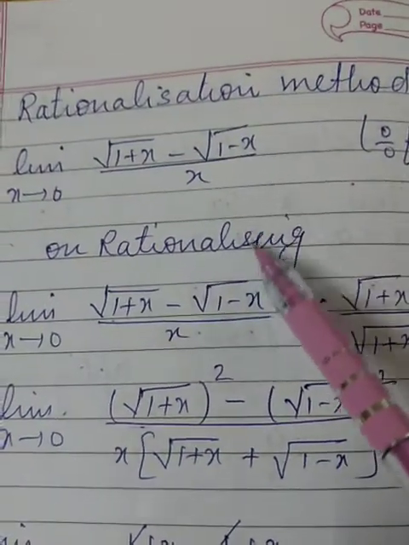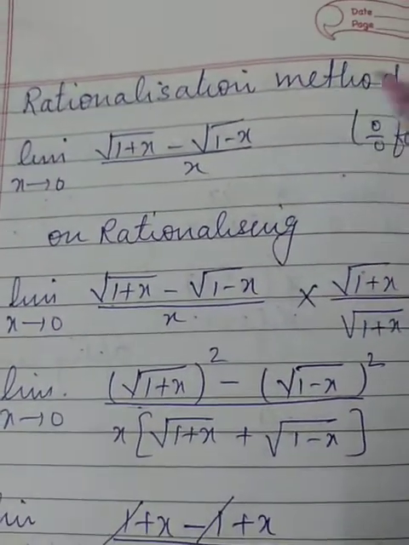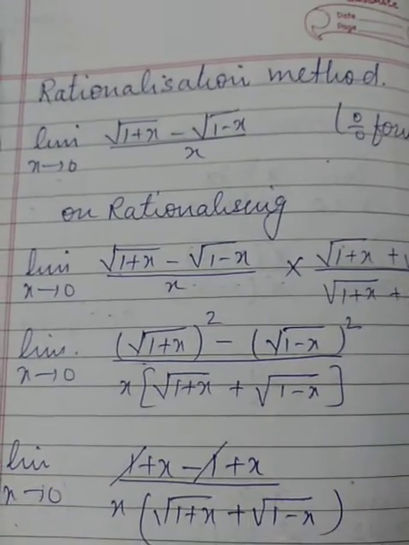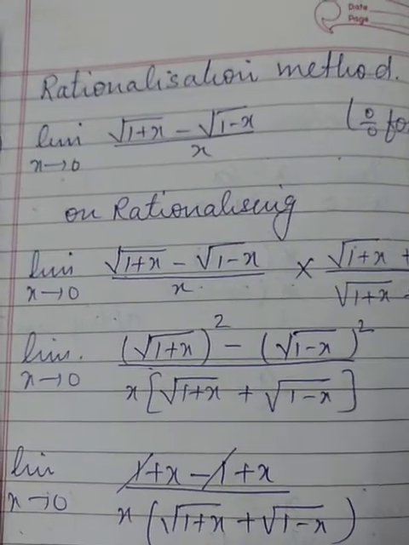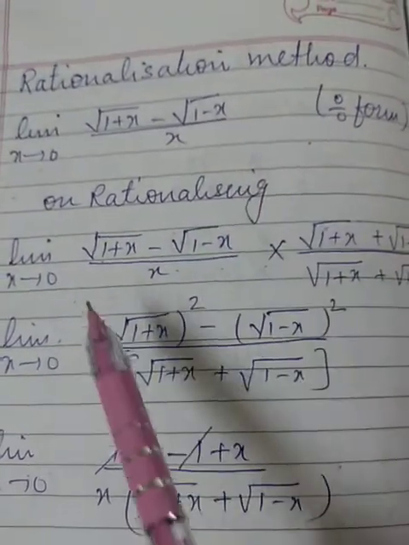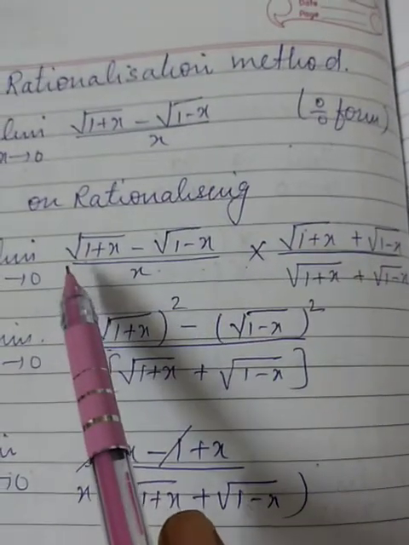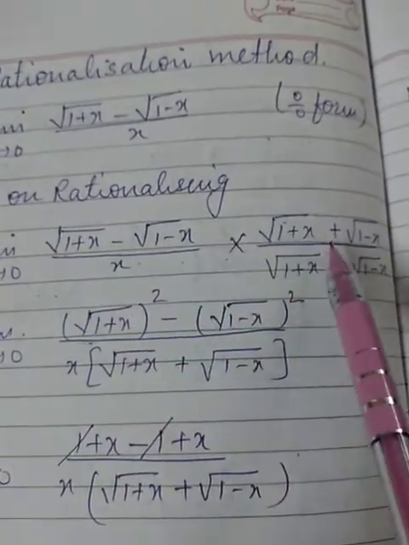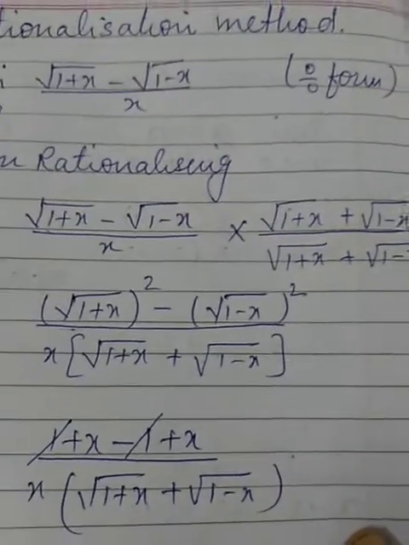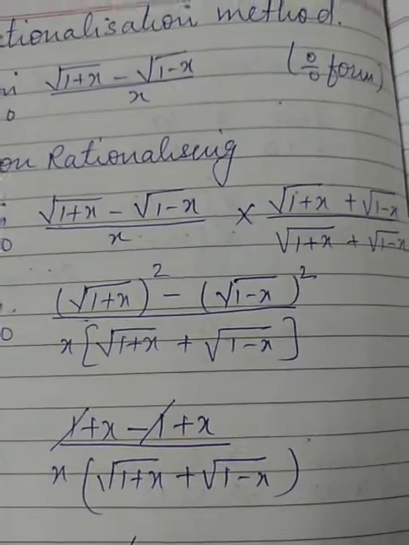Now we rationalize the numerator. Till now, we were rationalizing only the denominator, but in limits or any other questions, we can rationalize the numerator also. Now you know how to rationalize. We multiply and divide by root 1 plus x plus root 1 minus x.